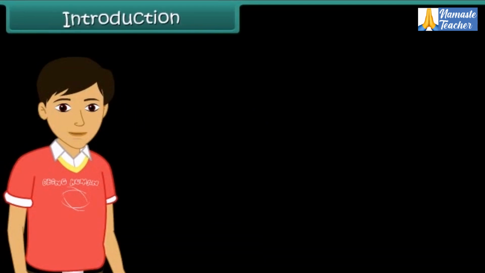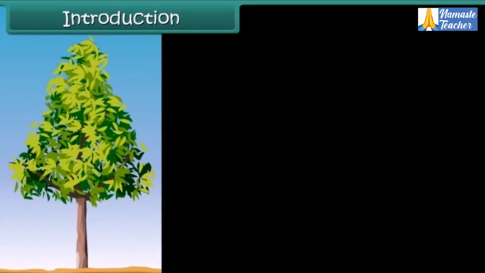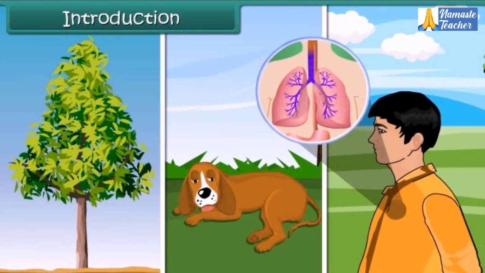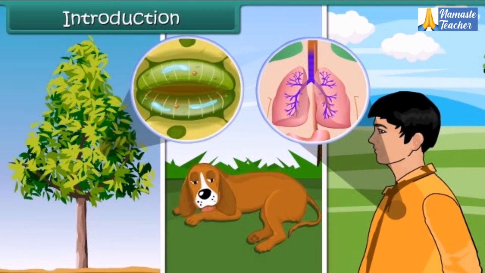Introduction. What is that one activity that all living organisms indulge in unconsciously and is necessary for their survival? Yes, respiration. All living organisms, whether they are plants, animals, or human beings, respire. While human beings respire through their lungs, plants do so through tiny holes in their leaves.